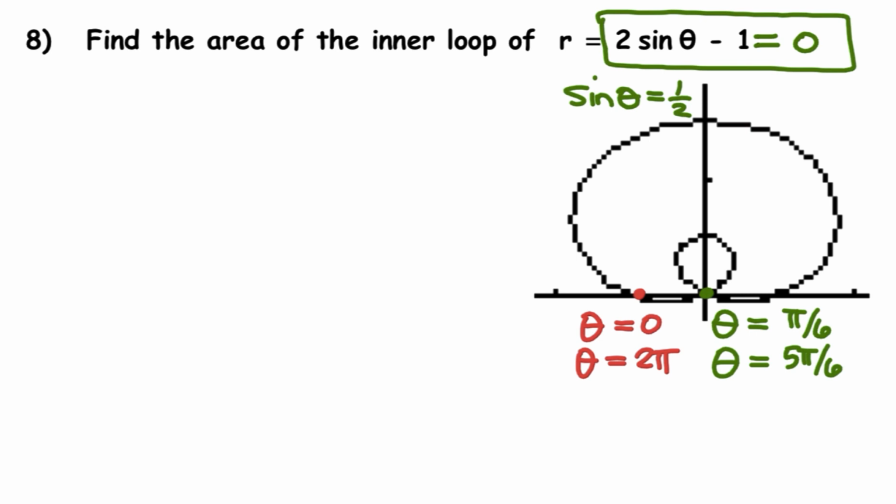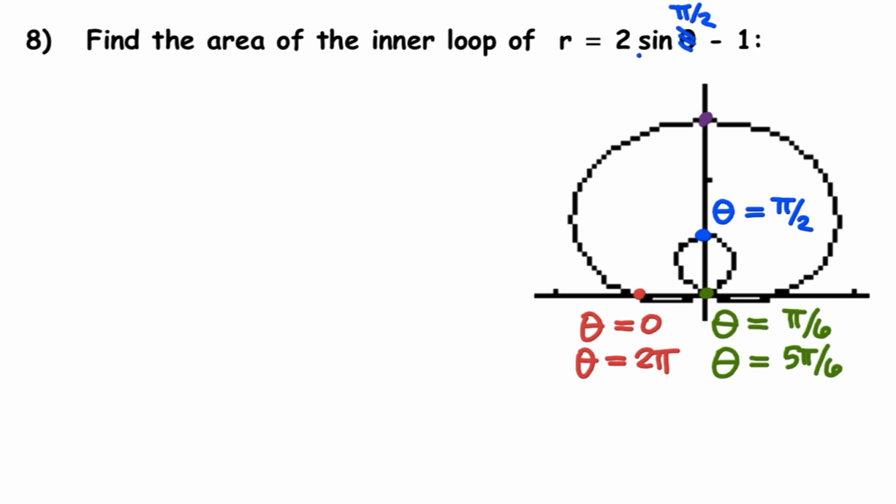Finally, I'm interested in knowing where these points are, this blue point and this purple point. I have a gut feeling that the blue point might be theta is pi over 2, and I would be correct. Let me show you why. If you take the pi over 2 and put it back in your original equation, you get this. Sine of pi over 2, or the sine of 90 is 1. So you have 2 times 1, 2 minus 1 is 1, and the radius up to the blue is 1 unit, so that does make sense.